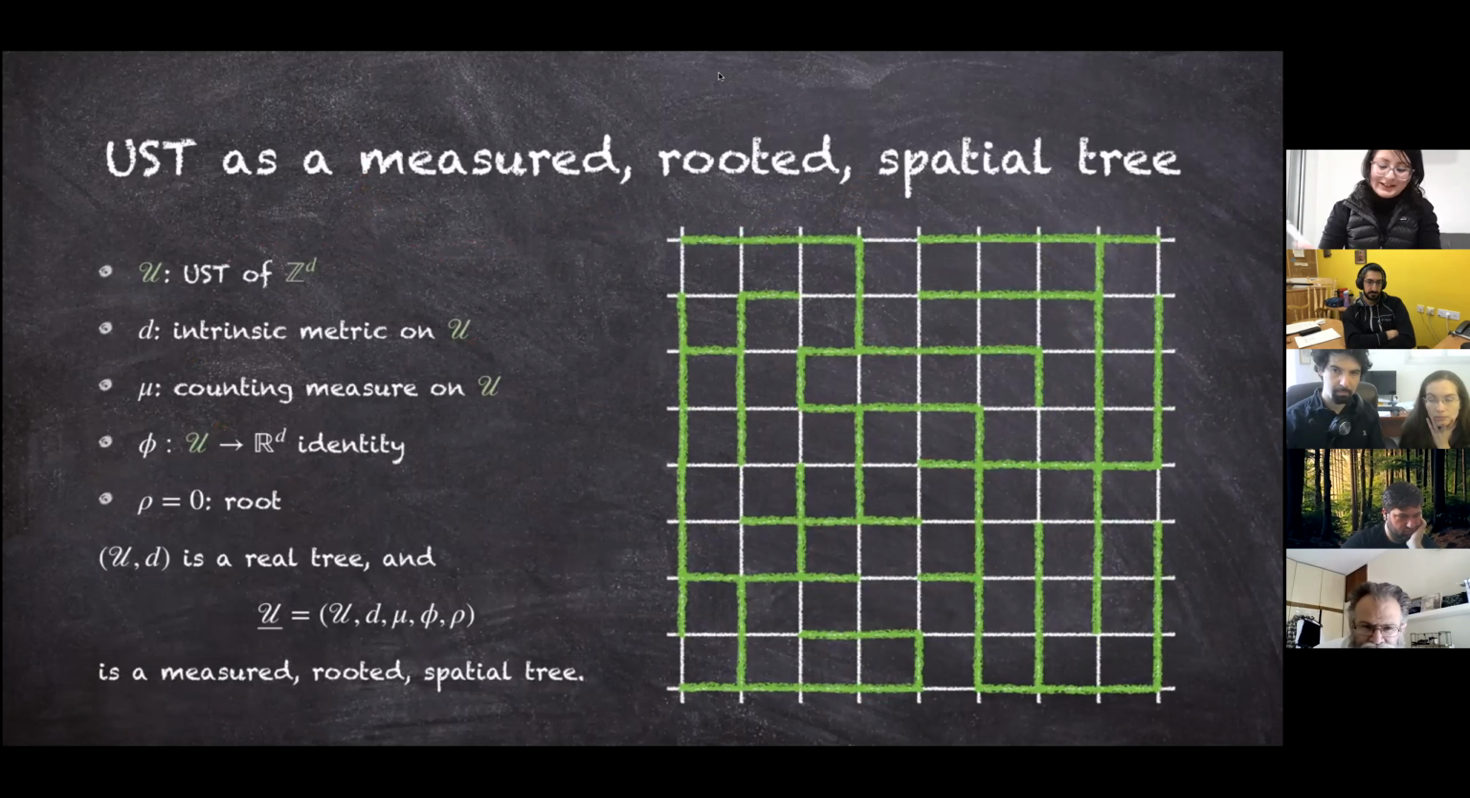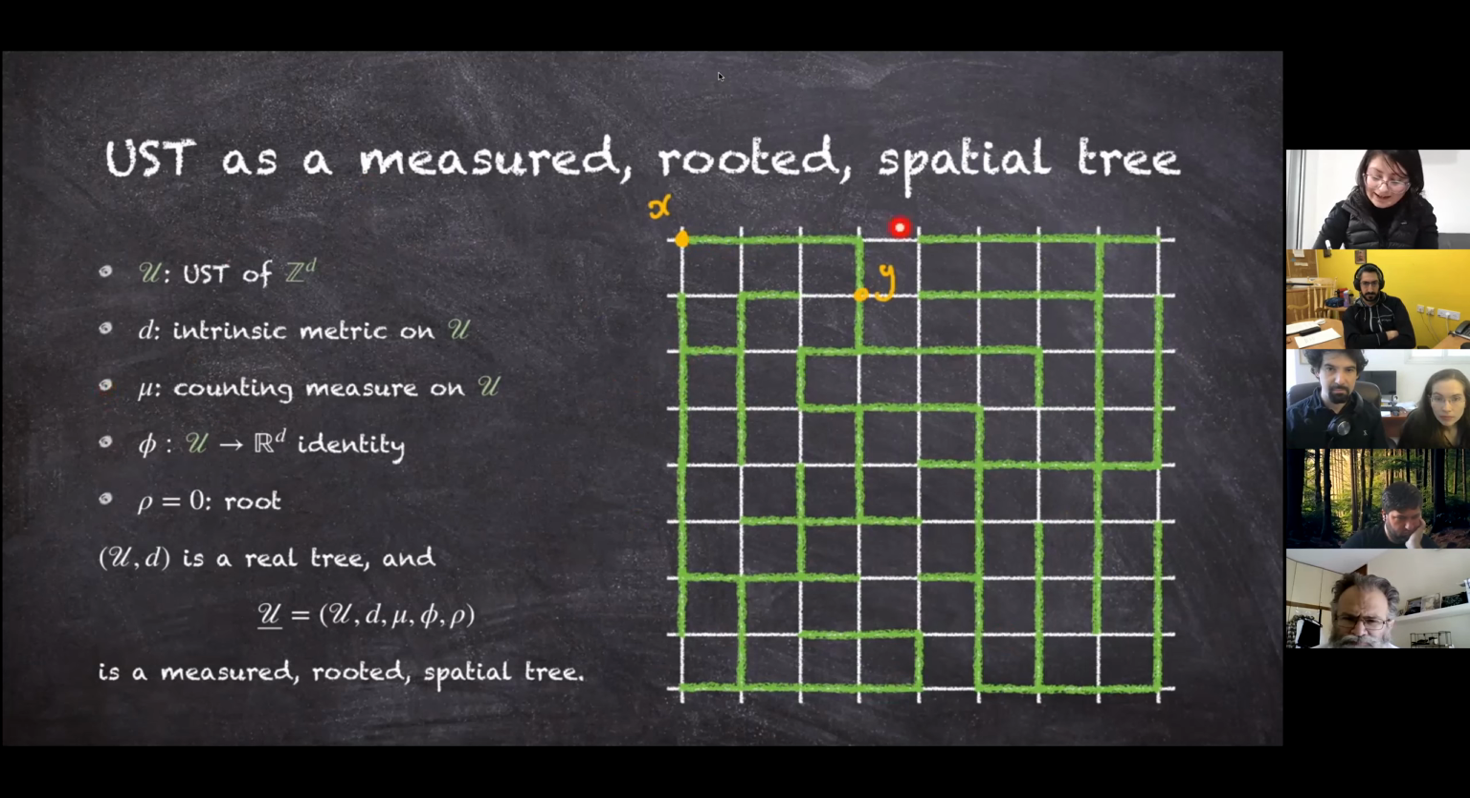And it has a natural metric, since for any two points, let's say X and Y, I know that there exists a unique path between them. So the distance between X and Y is the inherited intrinsic distance of how many edges I have to cross to get from one point to the other. And I also have a natural counting measure. So if I consider a subset of the uniform spanning tree, the counting measure is how many vertices there are in that subset. So essentially what I'm doing is I assign weight 1 to each vertex.